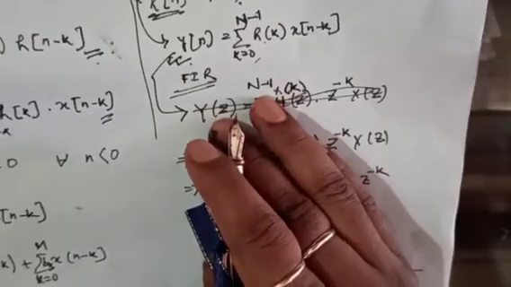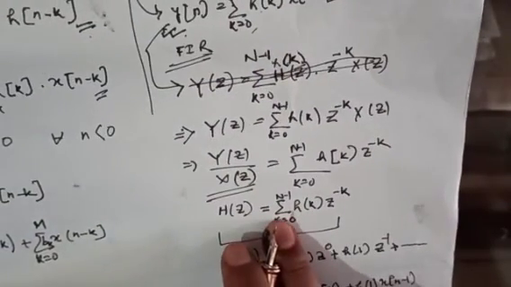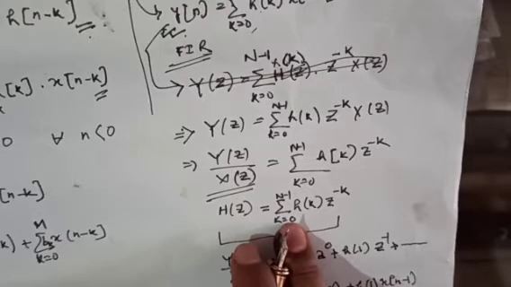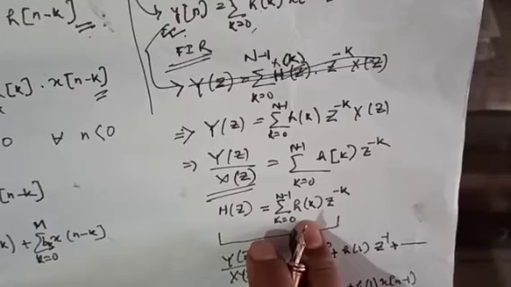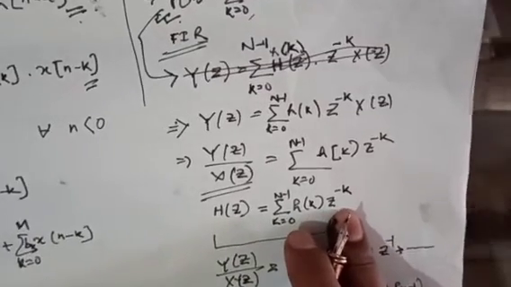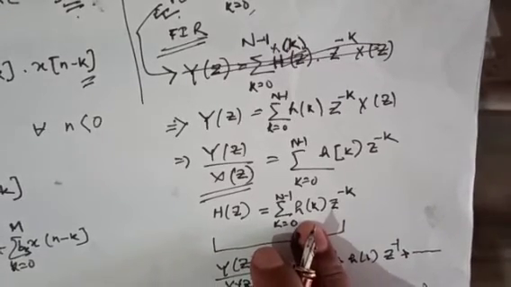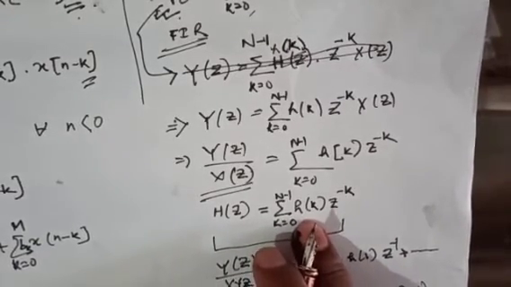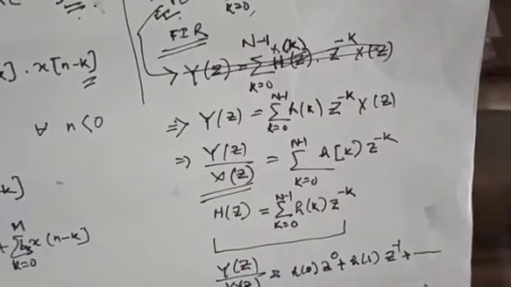Because this H of z, as you see, is a finite degree polynomial. Say here it will be h of 0 plus h of 1 into z to the power minus 1. So in terms of the difference equation, we may put it as b k, so h of k instead as b k, so b0 and so on.